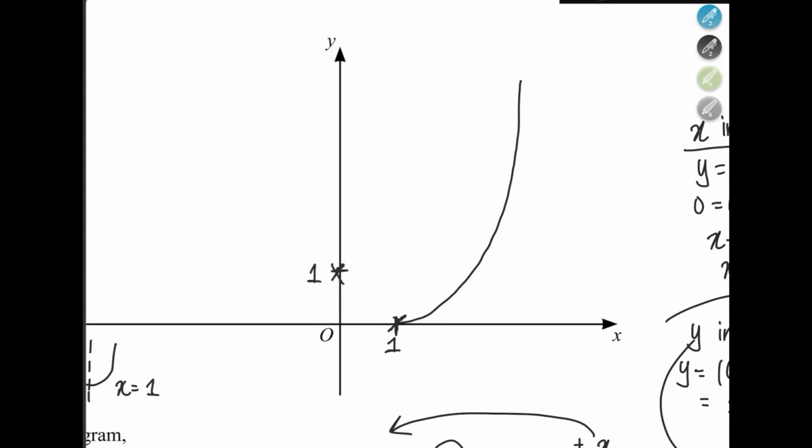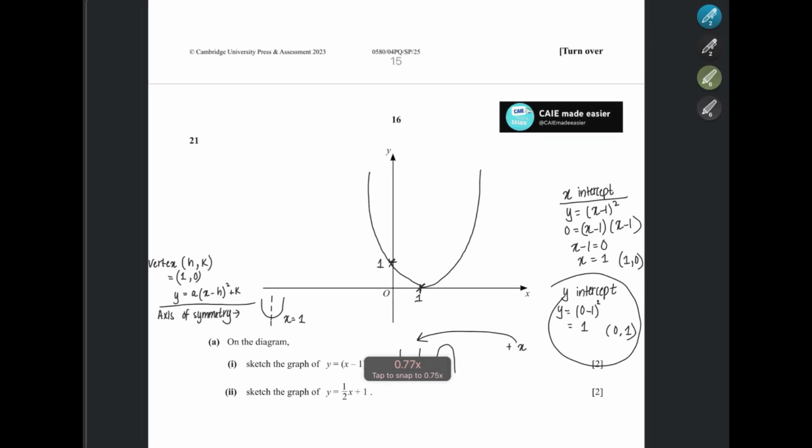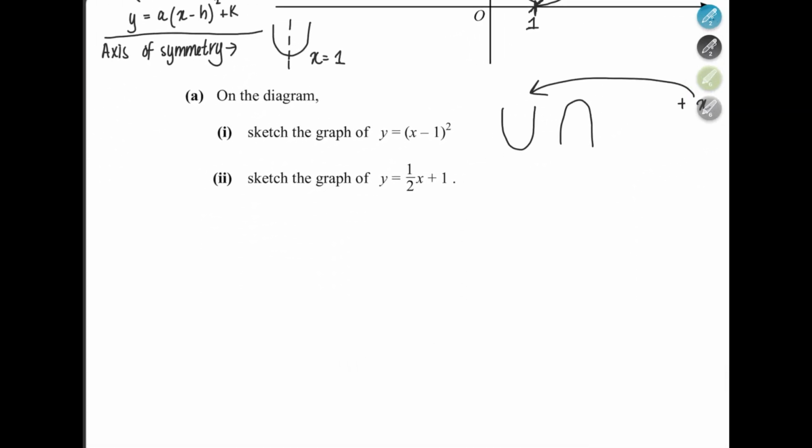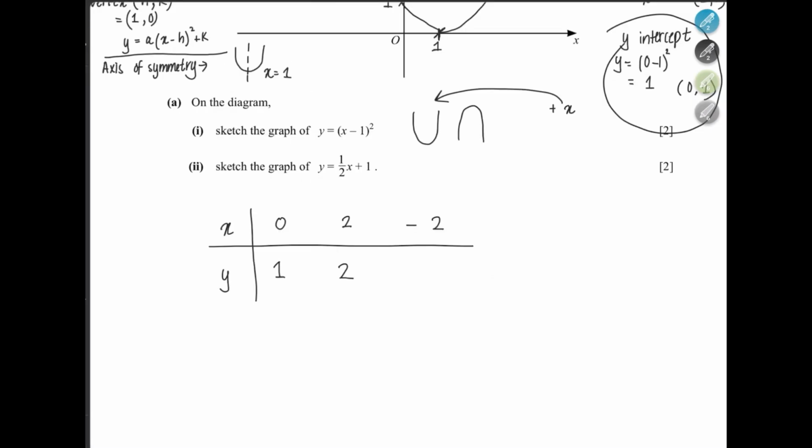Make sure that both sides look symmetrical, approximately. Now we can move on to the next one. Sketch the graph of y equals half x plus 1. This is a linear equation, so it's going to be a straight line. Let's plot our x and y values. This is going to be 0.